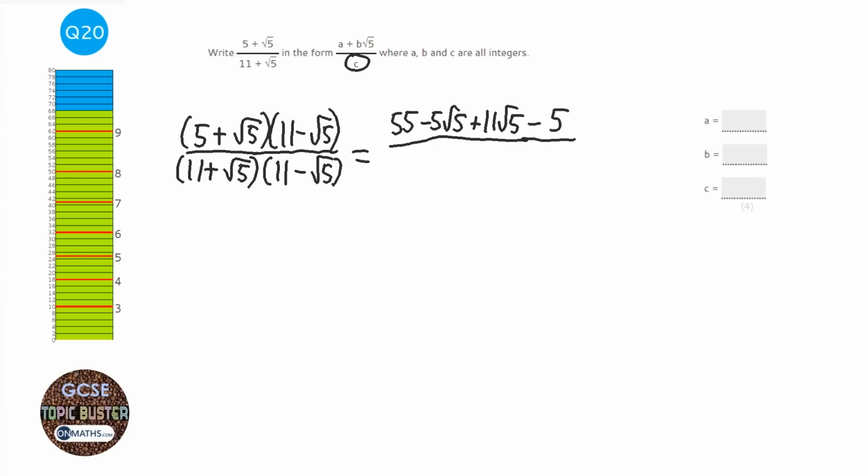Okay, let's do the same with the bottom. So 11 times 11 is 121. We've got root 5 times 11, which is plus 11 root 5.